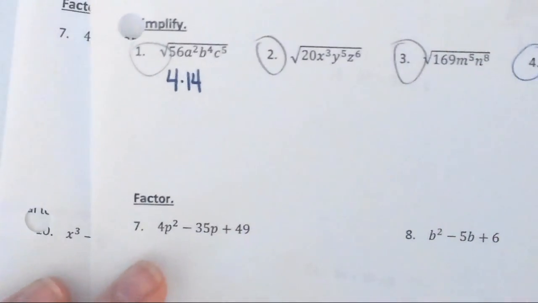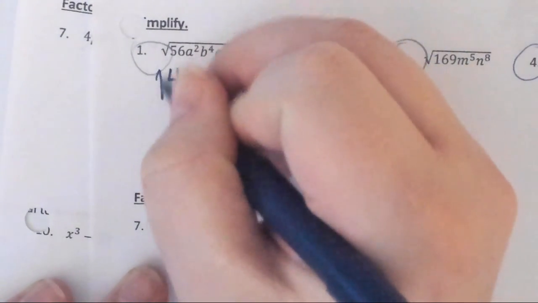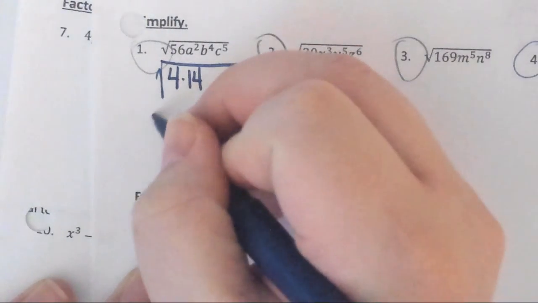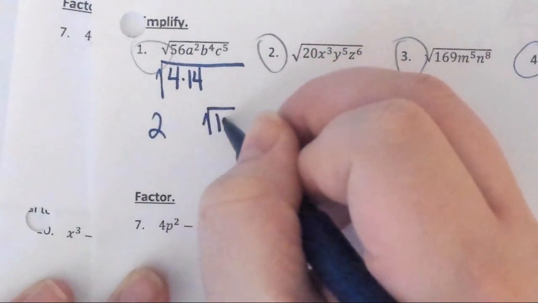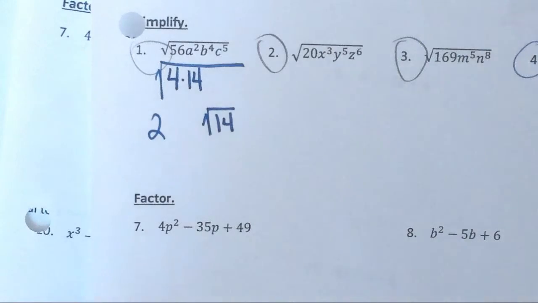So 2 and 3 get a point. 4 times 14 is 56. I know the square root of 4 is 2, so I have 2 square roots of 14. And now to deal with those variables. You can tell me what comes out, you can get a point.